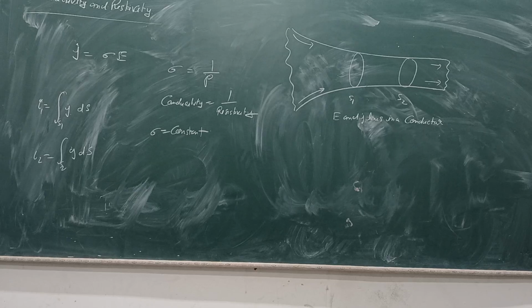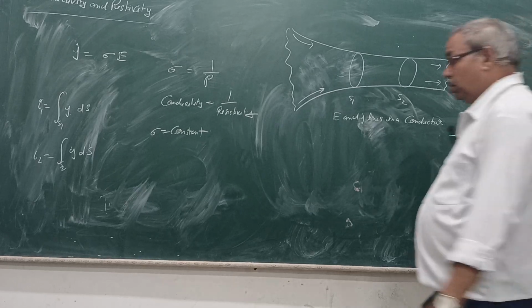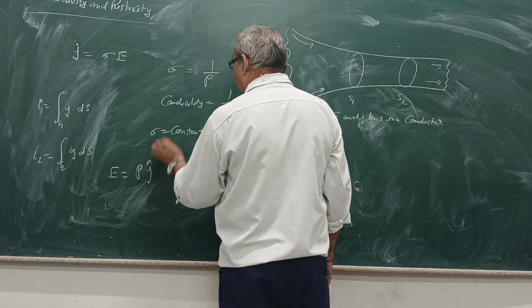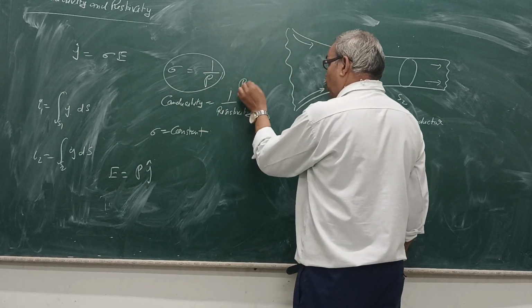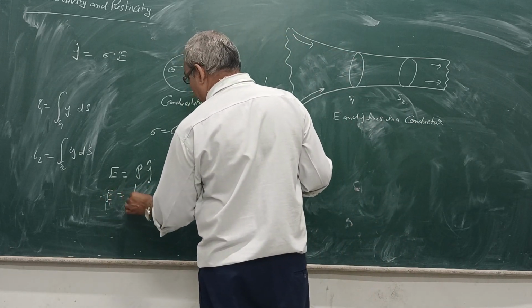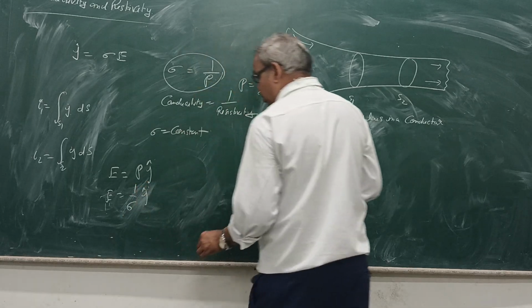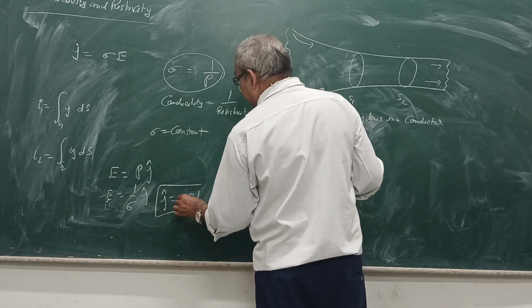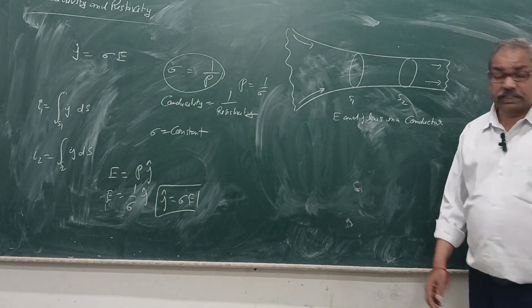We can draw lines of flow in the wire parallel to J that do not begin or end inside the conductor. Since E and J are in the same direction, we can write E is equal to rho into J. Rho is equal to 1 upon sigma, so E is equal to 1 upon sigma into J. So J is equal to sigma into E. This is the current density in terms of conductivity.